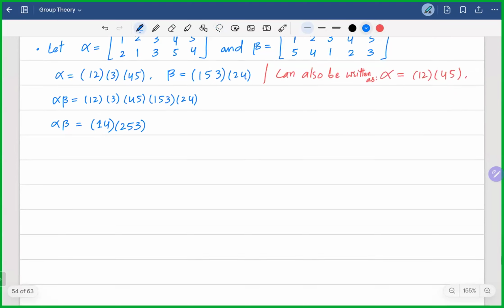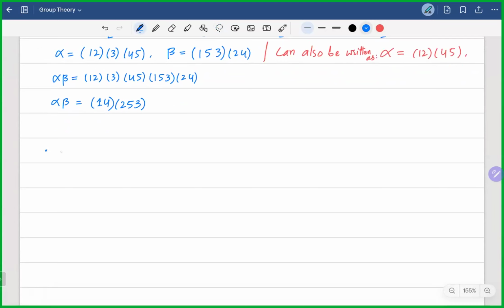And using the same convention, beta, which is here 1, 3, 2, 2, 3, 4, 4, 1, 5, 5, in the cycle notation is just 1 goes to 3, 3 goes to 4, and 4 goes to 1. So it's a complete cycle. And then 2 is fixed, 5 is fixed, and that's it. Okay, this is how we can say.